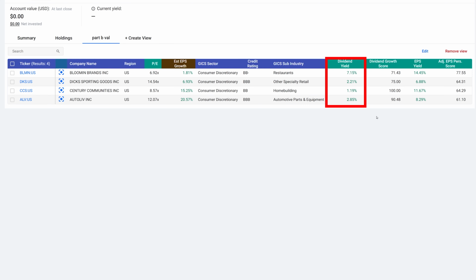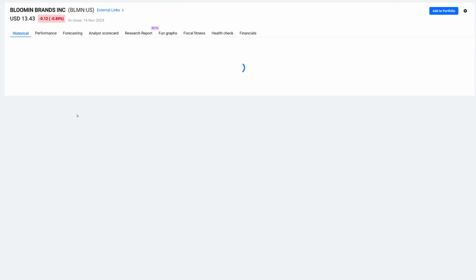And the dividend yields are quite attractive on Bloomin Brands and quite attractive on Autoliv. The home building is more of a growth sector. It has the lowest dividend yield. And then Dick's Sporting Goods has actually increased in value quite a bit in recent times, over the last year or so, and it therefore has a lower dividend yield. So let's go ahead and look at these one at a time. Let's start with Bloomin Brands here, a.k.a.